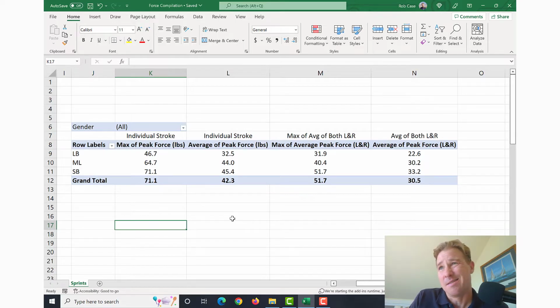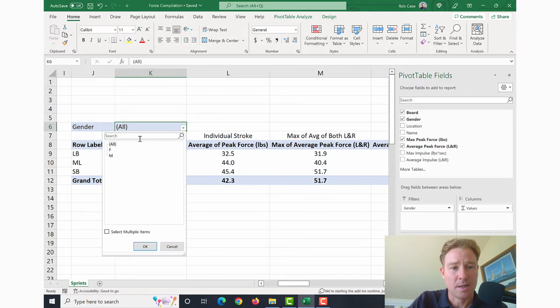Now, does that make you a better paddler? Not necessarily, which we'll talk about in a little bit. But it does give you something to compare. Now, I get a lot of people that want to compare gender. Mostly the women. Women are like, how do I stack up against the men?